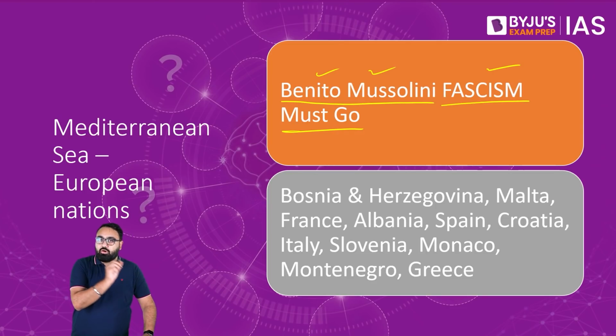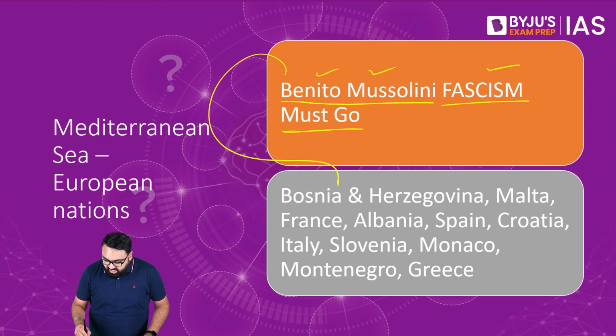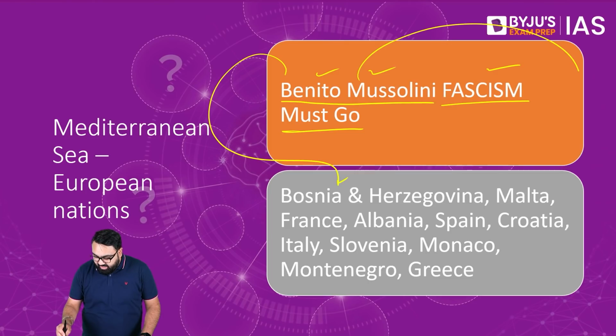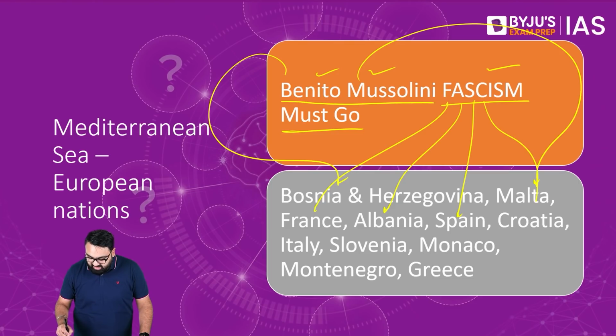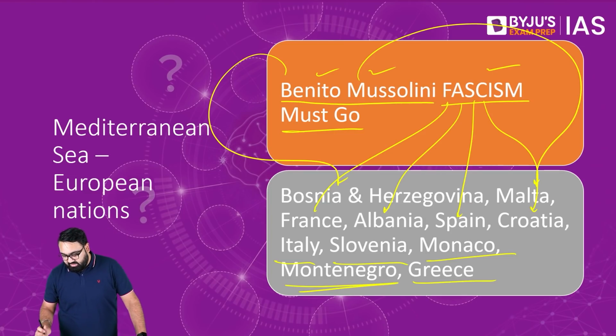As with the first episode, focus only on the capital letters. Benito Mussolini, fascism must go. Simple to remember, right? B stands for Bosnia and Herzegovina. M here stands for Malta. F stands for France, A, Albania, S for Spain, C for Croatia, I for Italy, S for Slovenia, M for Monaco, must go, M for Montenegro, and G for Greece.